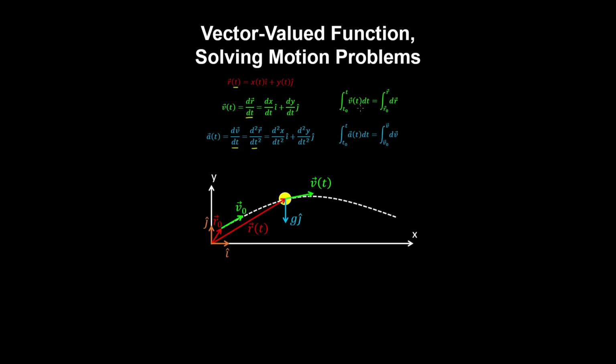Now if we integrate the velocity vector with respect to time between time t0 and time t, well, that gives you the displacement or the change in position over that interval of time. And from this you can solve for the position.